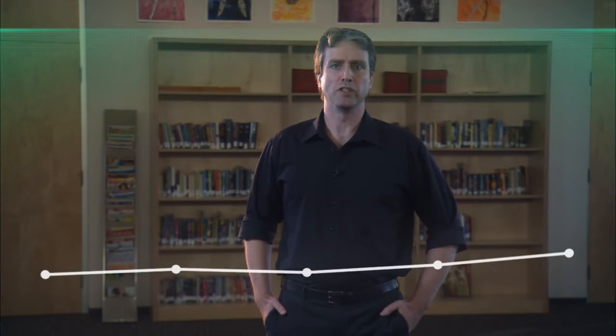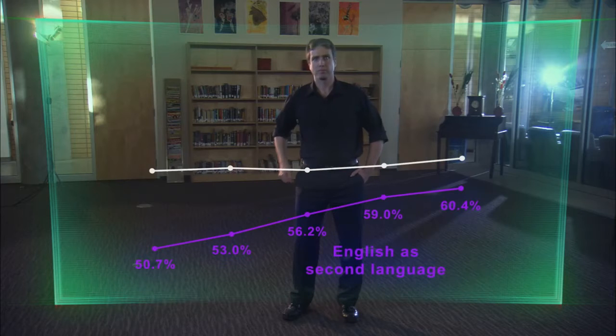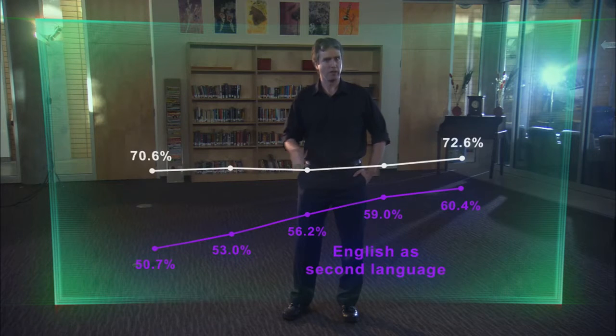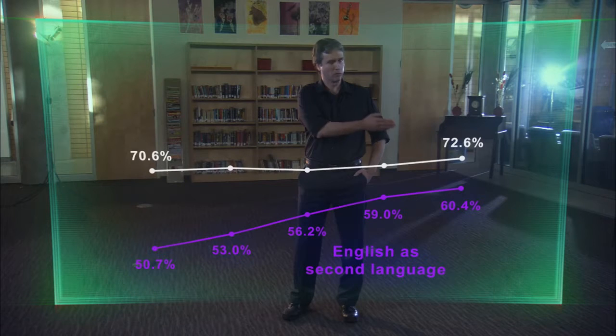Another population we are interested in looking at are students who have English as a second language. High school completion rates for students with English as a second language have been increasing relatively quickly over the past 5 years, narrowing the gap with the general population from 20% down to around 12%.